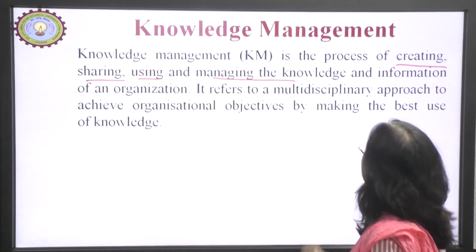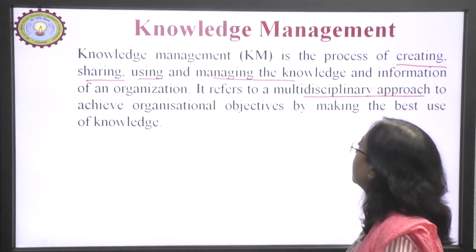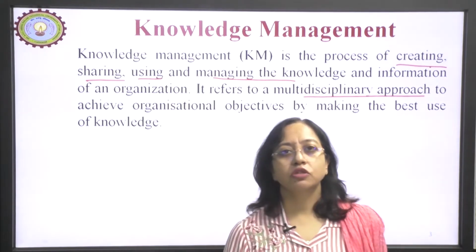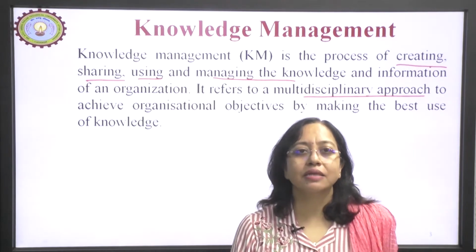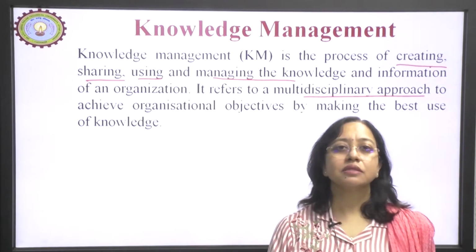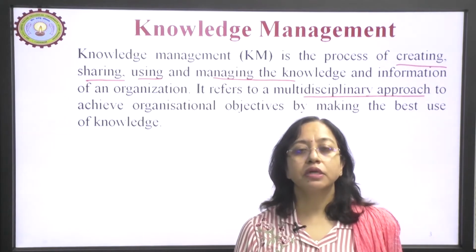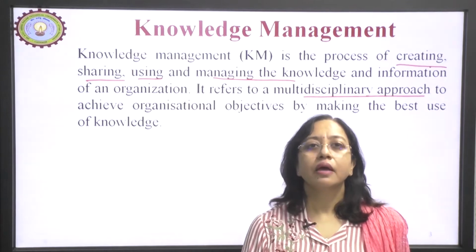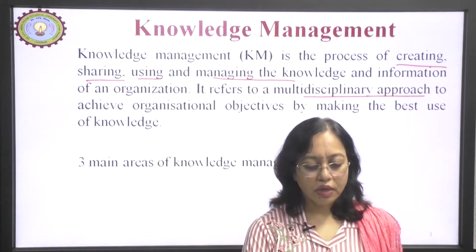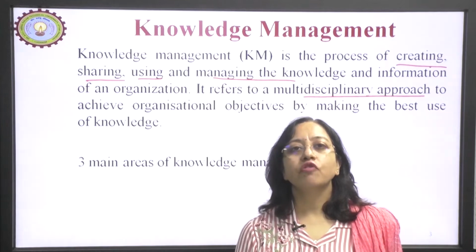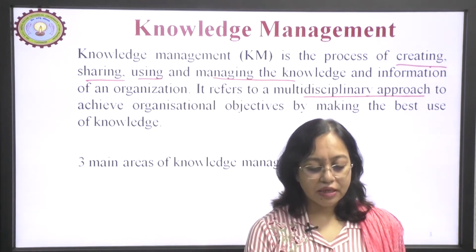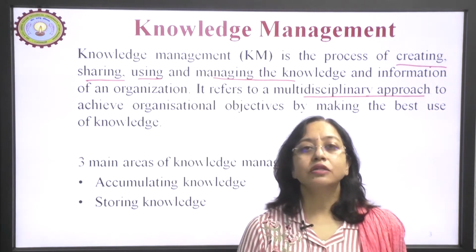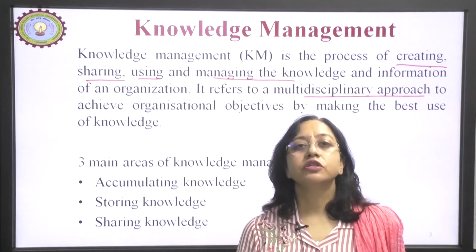It refers to a multidisciplinary approach to achieve organizational objectives by making the best use of knowledge. Whatever knowledge resources the organization has, through the process of knowledge management it should be able to bring out the best from them. Now, the three main areas of knowledge management. The first area is accumulating knowledge, the second is storing knowledge, and the third is sharing knowledge.